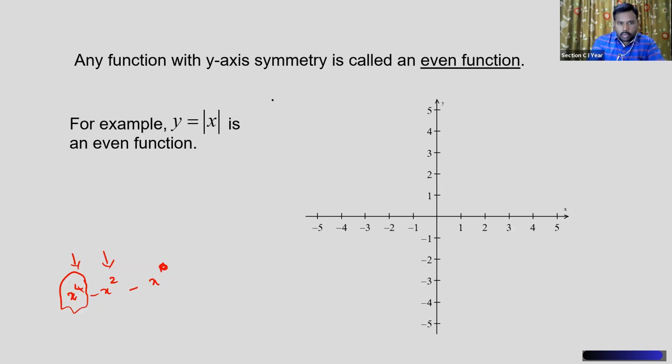What is the definition of mod x? Okay, I have some raised hands. Let's see.